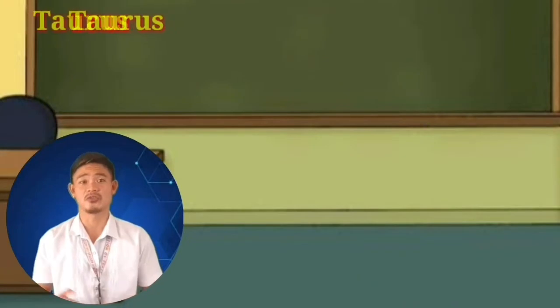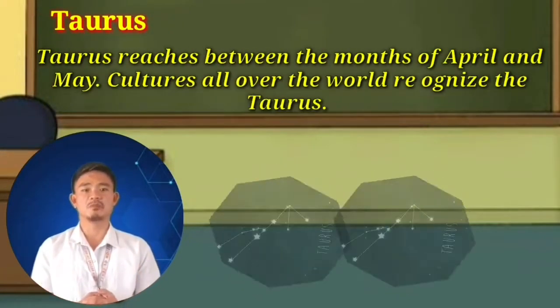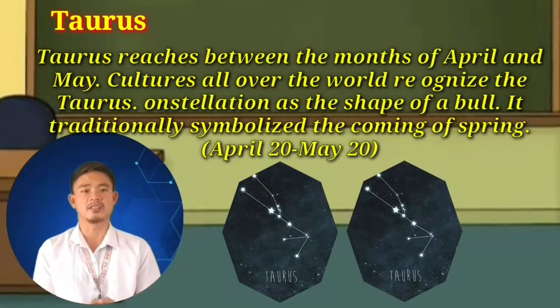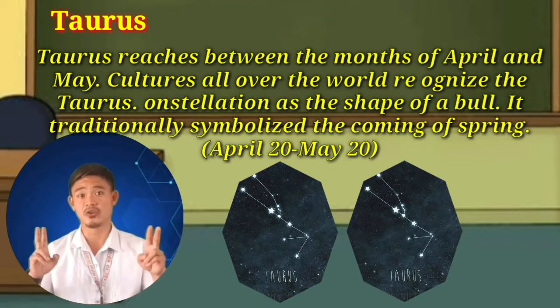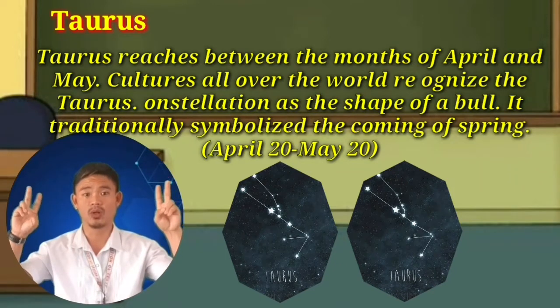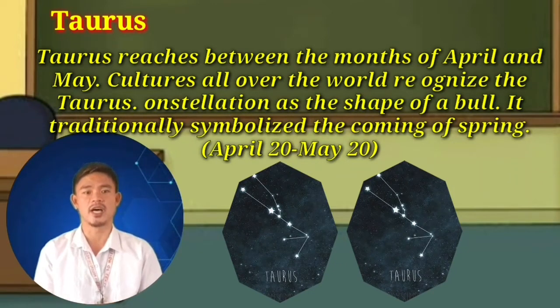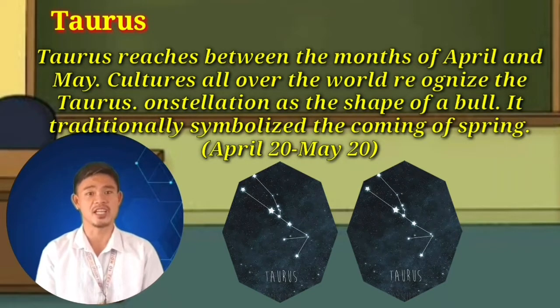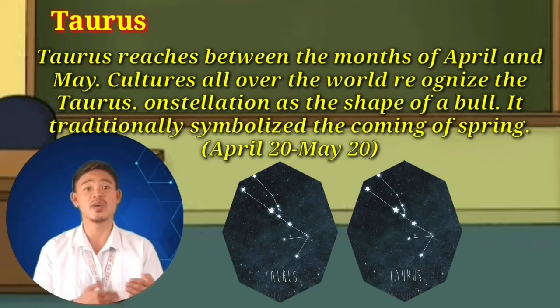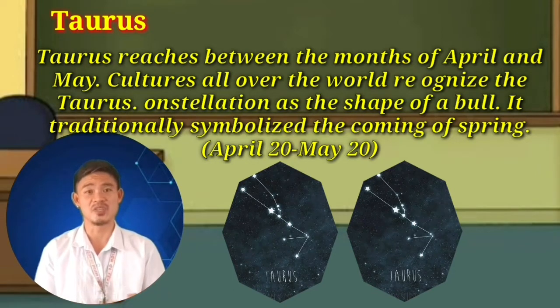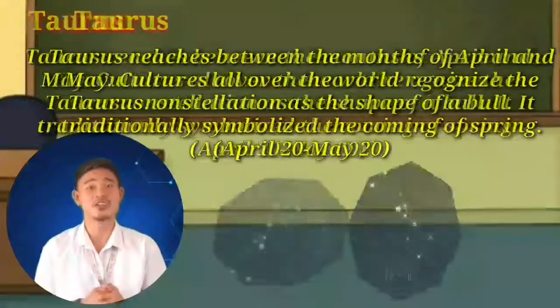Next, Taurus. Taurus reaches between the months of April and May. Cultures all over the world recognize the Taurus constellation as the shape of a bull. When we say Taurus, meaning it's the bull. It traditionally symbolized the coming of spring. And Taurus is between April 20 to May 20. If you were born between these days, then your zodiac sign is Taurus.